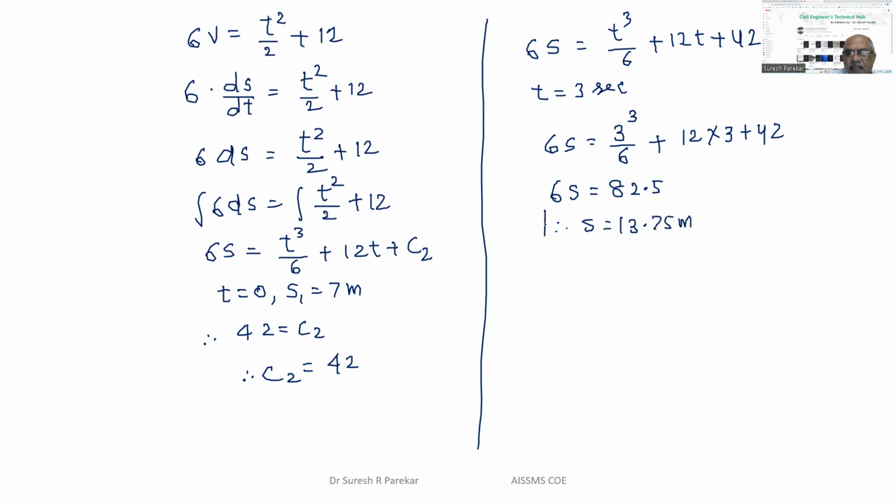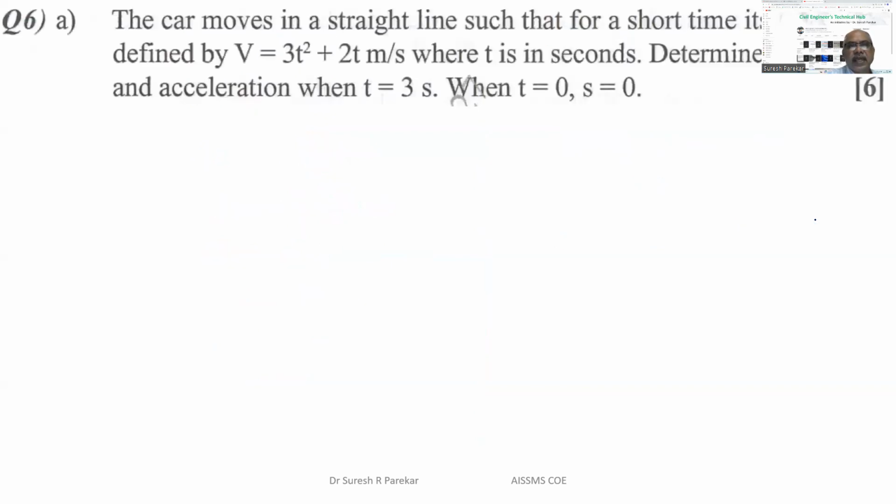So write the answer properly. You can make a box for the answers, and this will be at t equal to 3 seconds. So in this way, we have to solve the problem of displacement and velocity. Now we will go to the next. This is, I think, from 2022 or 23, question 6.